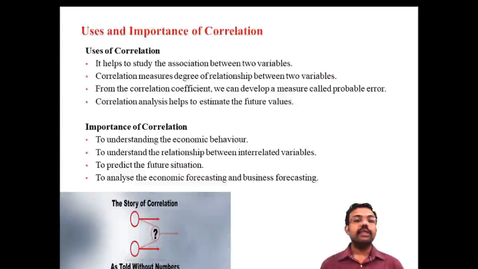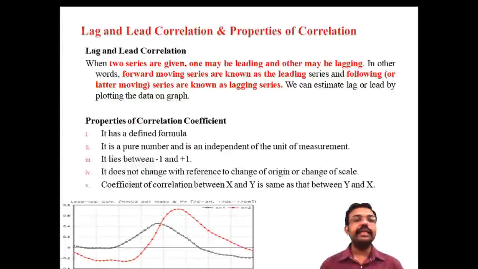Okay, and after that, these are the important uses and importance of correlation. And finally, lag and lead correlation. The forward moving series is known as the leading series, and the following series is known as the lagging series. And finally, the properties of correlation: a defined formula, a pure number between -1 and +1, it does not change with change of origin or scale, and the coefficient of correlation between x and y is the same as between y and x.